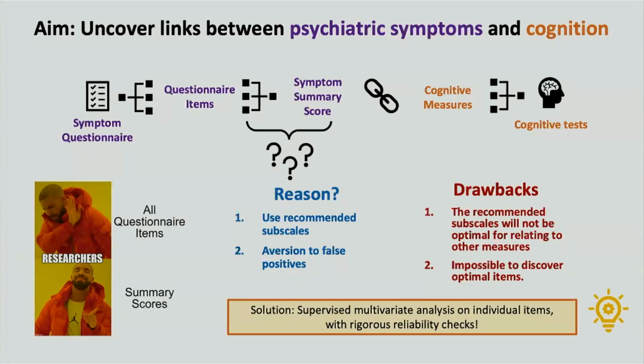The solution that we are proposing is to use a supervised multivariate analysis on all the individual items, which will find the optimal set of items and scales which map both sets of variables. Obviously, we will do rigorous reliability checks to make sure that there aren't any false positives, but also making sure that there aren't any false negatives that you miss by taking summary scores.